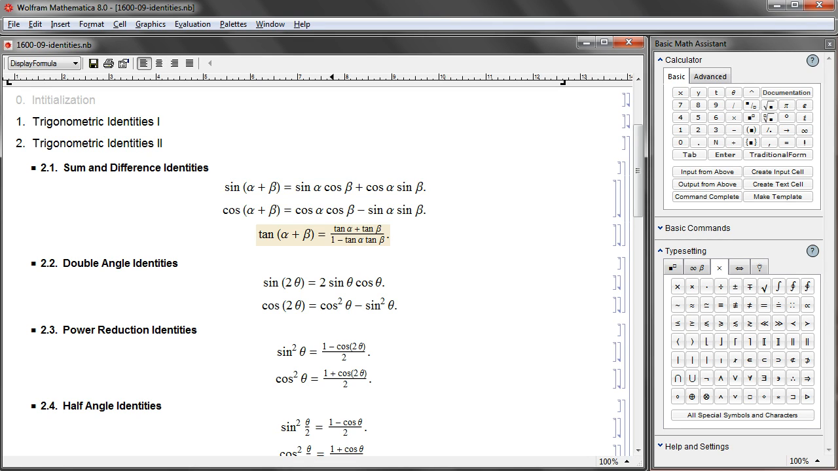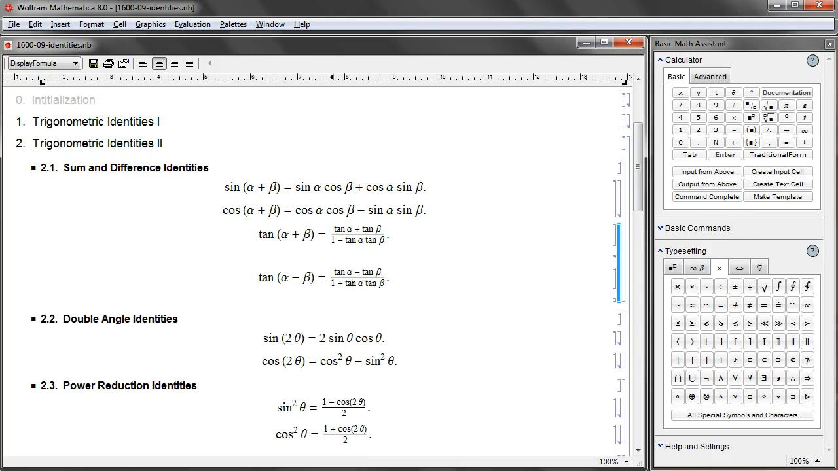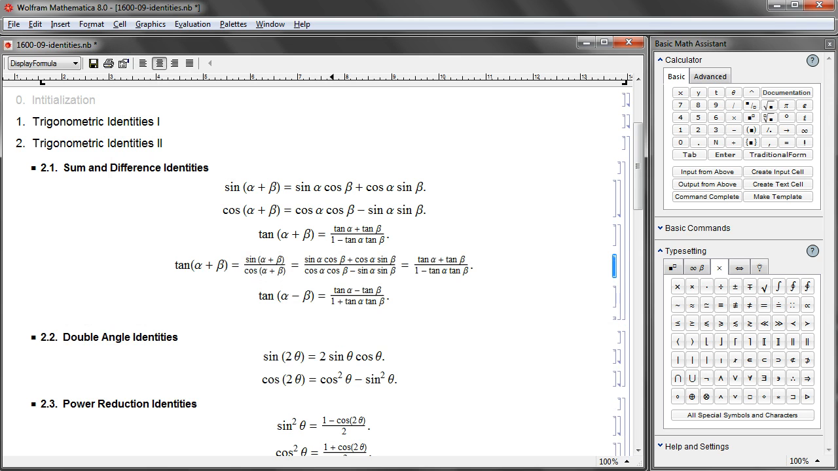And for example, here's a prime example. Tangent of alpha plus beta equals tangent of alpha plus tangent of beta over 1 minus tangent of alpha times tangent of beta. How do we prove this? Well, here's a proof actually. We begin from the quotient identity.